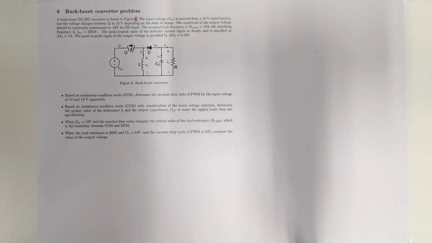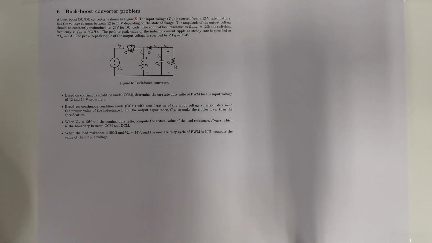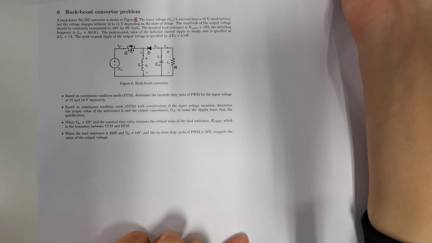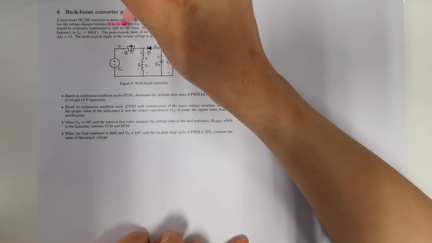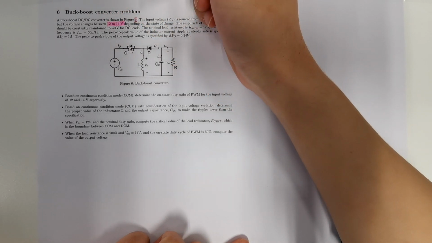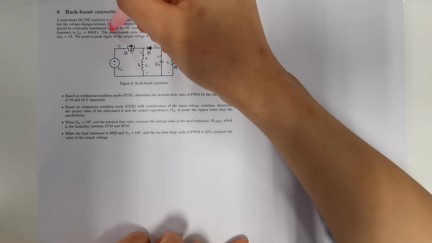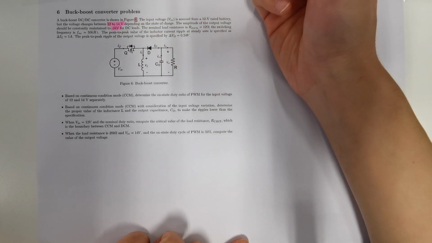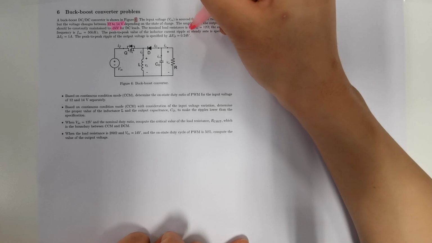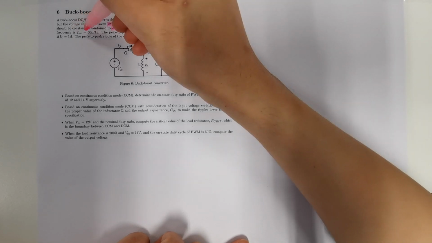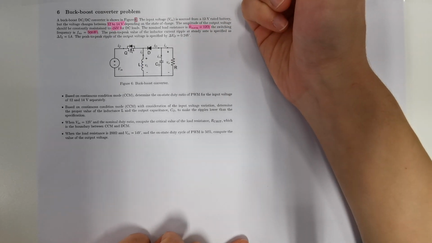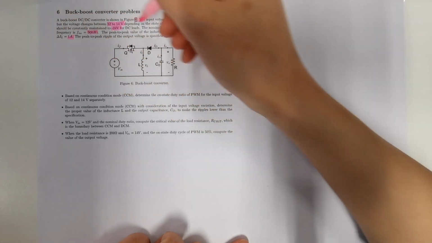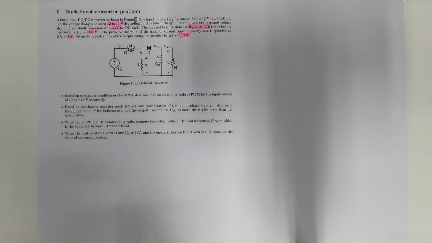Here is a buck-boost converter problem, and let's do this problem together. From the question, we know that our input is floating from 12 volts to 14 volts, and the output is minus 24 volts. The nominal load resistance is 12 ohm, and the frequency is 50 kilohertz. Our current ripple is 1 amp and voltage ripple is 0.24 volts.